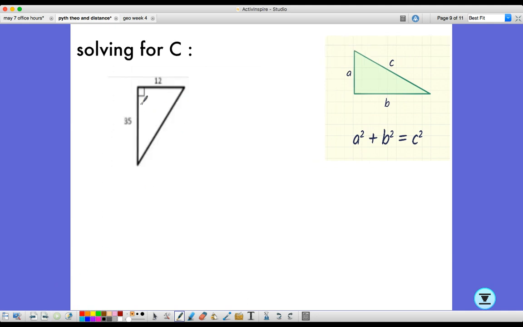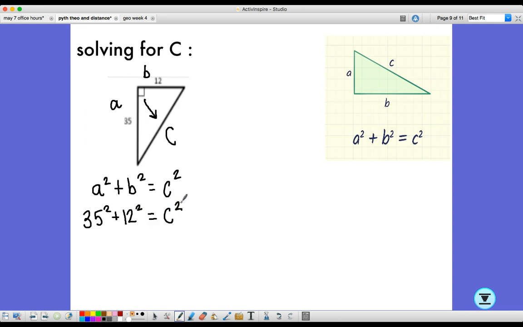Next, I'm going to solve for C, which is always across from the right angle. So I know this is C. This is going to be A or B. So I'm going to have A squared plus B squared equals C squared, and I'm going to plug those numbers in. So I know A is 35, squared, plus 12 squared equals C squared.